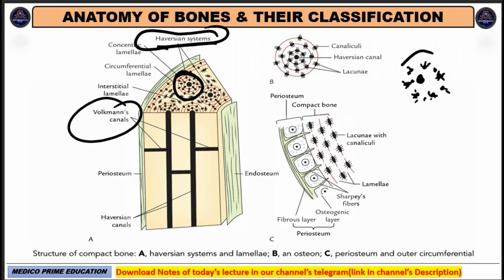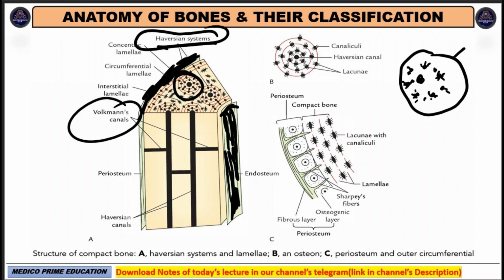After that, the outer layer is the periosteum. This is the layer of periosteum, the outer covering of the bone. This is the inner covering of the bone, known as endosteum. So this is the inner covering of the bone, endosteum. So this is all about the compact bone.